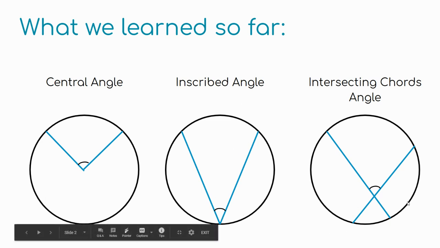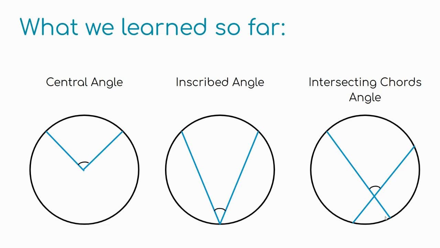And then we learned about intersecting chords. So when the chords don't share an endpoint, they intersect somewhere inside the circle, creating this angle right here. And that formula was arc 1 plus arc 2 divided by 2. So we have three angles, three formulas so far. We are going to learn a new one. These three are the three angles that are inside the circle.